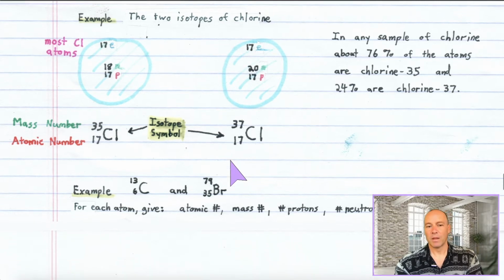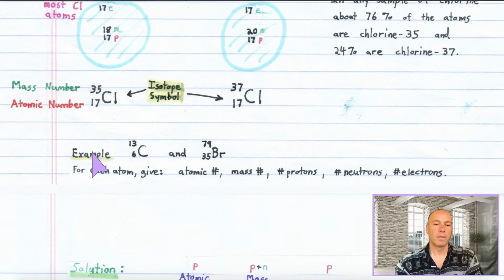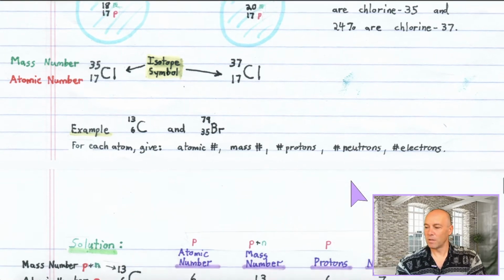Now, here's an example. Given these two isotope symbols, for each of those atoms give the atomic number, the mass number, the number of protons, neutrons, and electrons. So you can pause the video if you like and see if you can answer that question. All right, let's look at the solution.